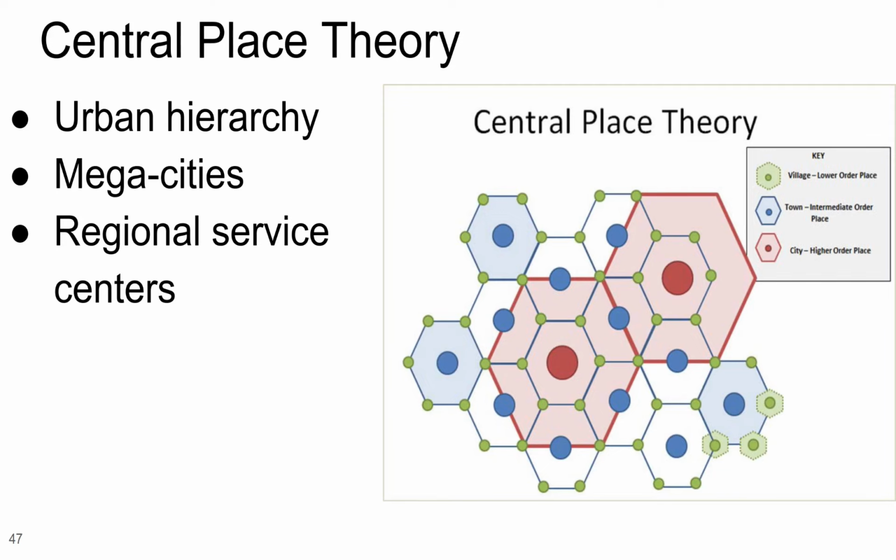We have mega cities. For example, Los Angeles would be a mega city. New York is a mega city. Sacramento, I would say, is like a second tier city in California. San Francisco and Los Angeles for California, I would say, are like first order cities. Sacramento would be a second order city. So we might have regional service centers in Sacramento.